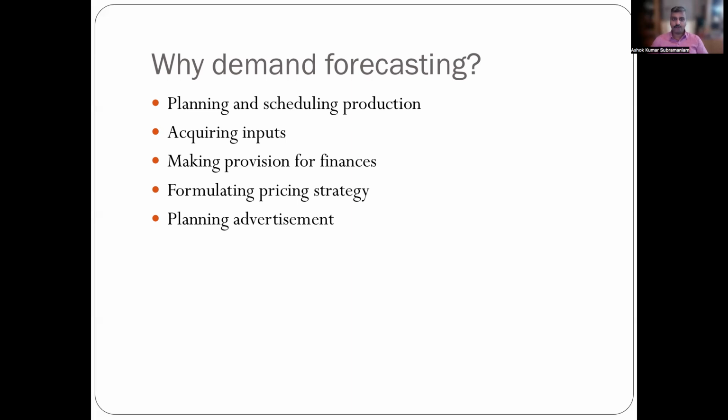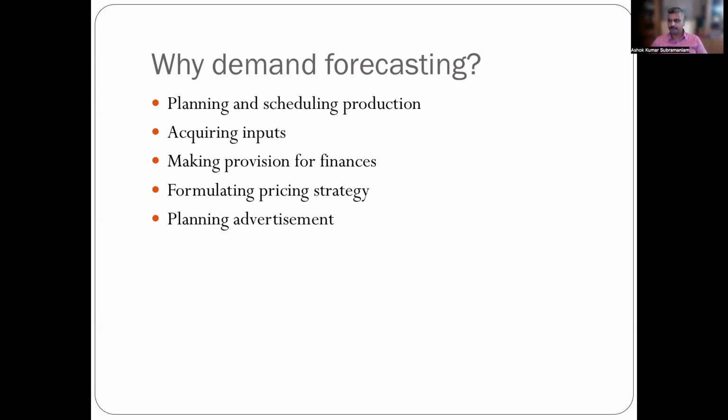Next one, formulating a pricing strategy. As said, pricing is purely done based on the demand. 90% of the time, based on the demand, the pricing may vary. Sometimes if your demand is low, you tend to reduce your prices. If the demand is very high, you tend to increase your prices. So your pricing strategy is purely based on your demand forecasting.